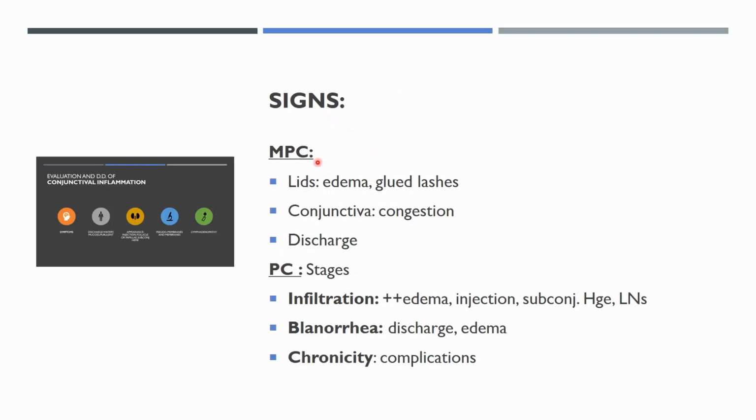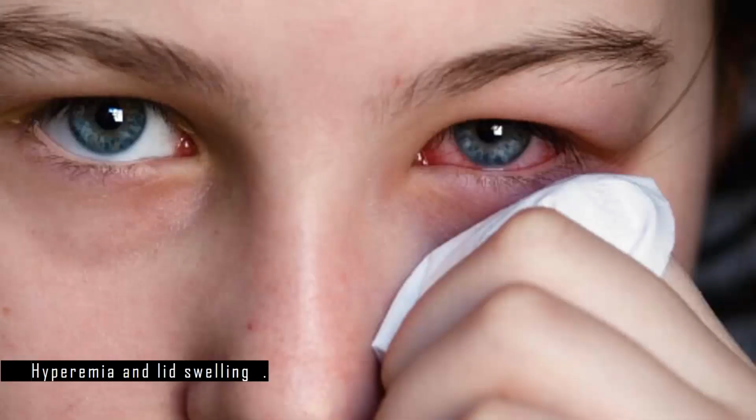What are the signs? The lids are edematous and glued. In mucopurulent conjunctivitis, there is conjunctival injection and discharge. In the purulent conjunctivitis stage, which is the stage of infiltration, there is more edema, more injection, subconjunctival hemorrhage, and lymphadenopathy. In the stage of purulence, there is copious discharge and edema, and the stage of chronicity is the stage of complications.